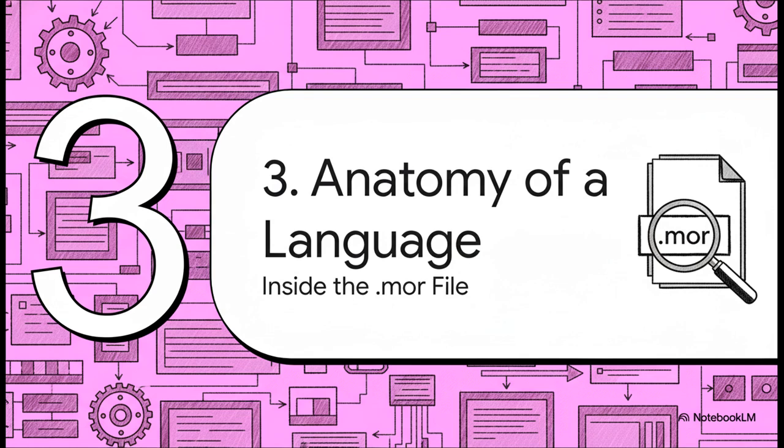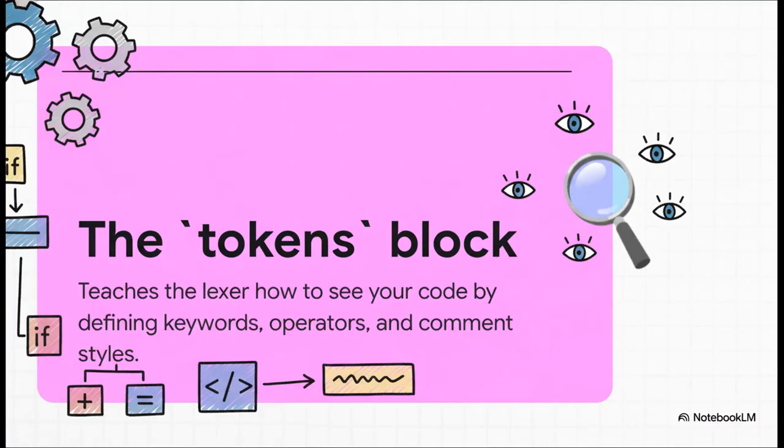To get our heads around that, we need to basically perform an autopsy on that all-important .mor file and look at its anatomy. Well, it all starts with the tokens block. You can think of this as literally teaching the compiler how to see. Before it can understand the meaning of a sentence, it has to be able to recognize the individual words and punctuation marks. This is where you tell it about your keywords, like if or for, your operators, like plus or minus, and what a comment looks like so it can ignore it.